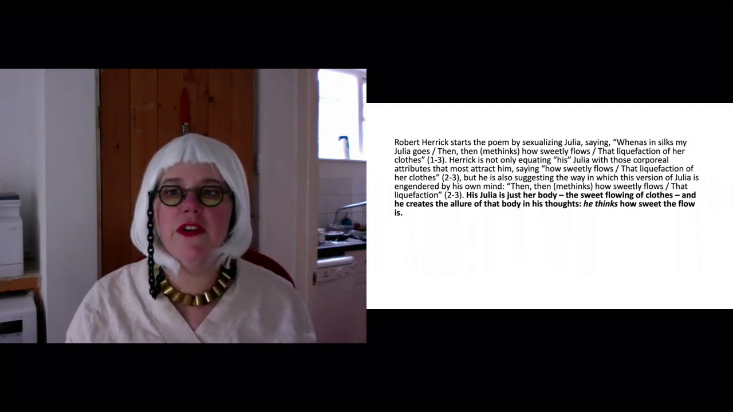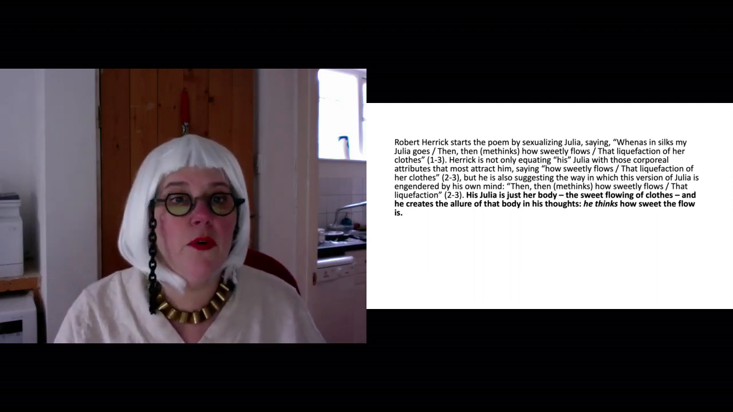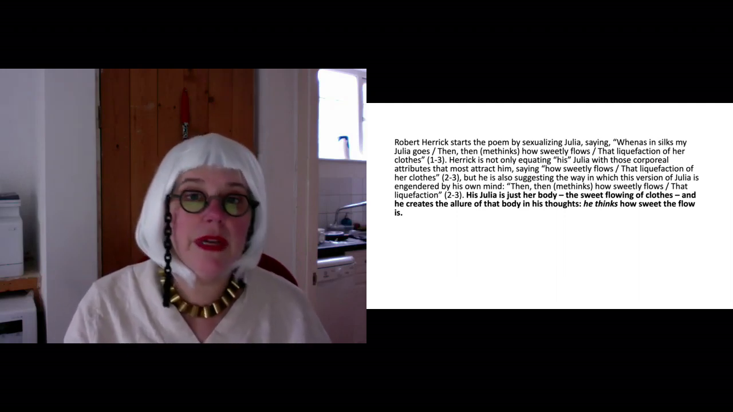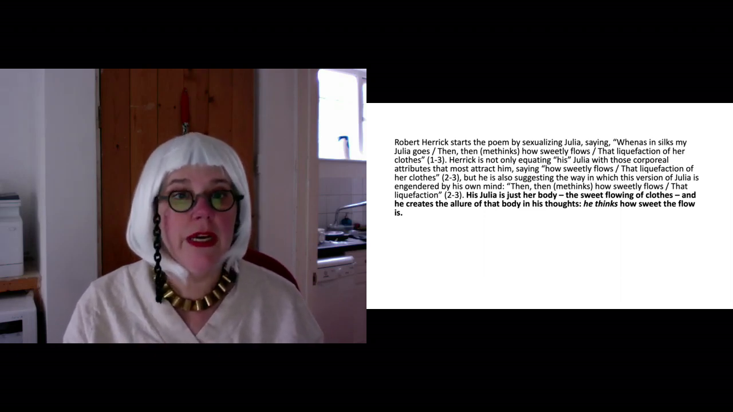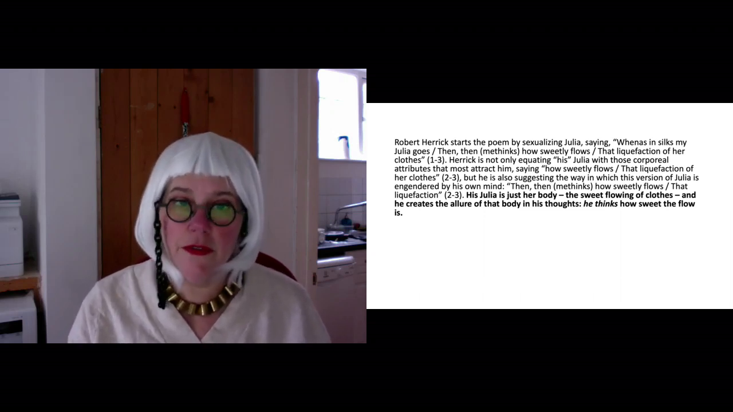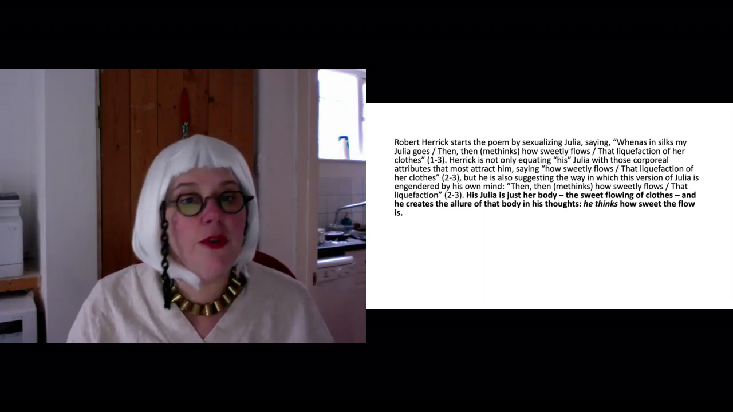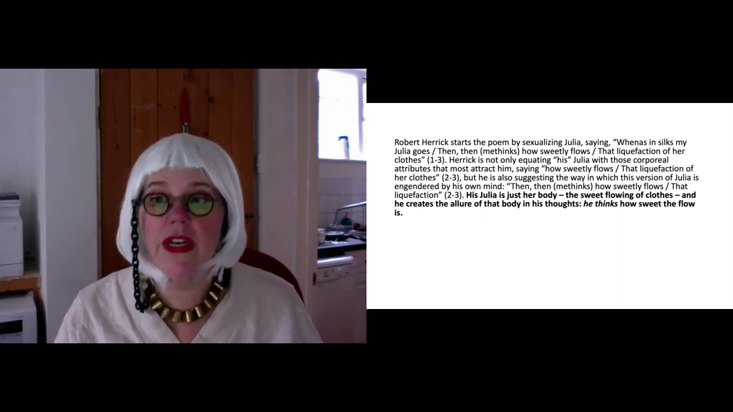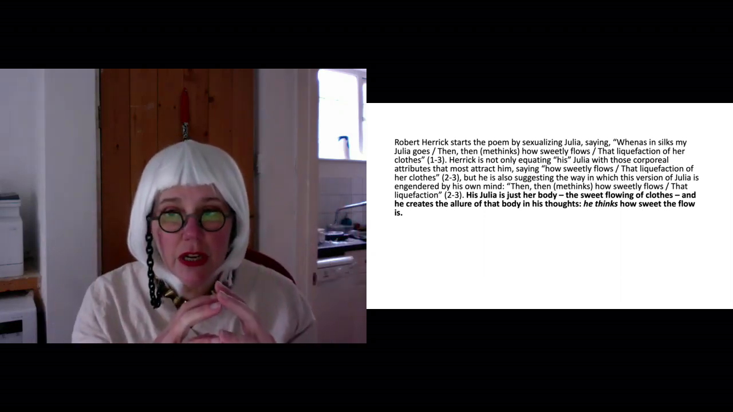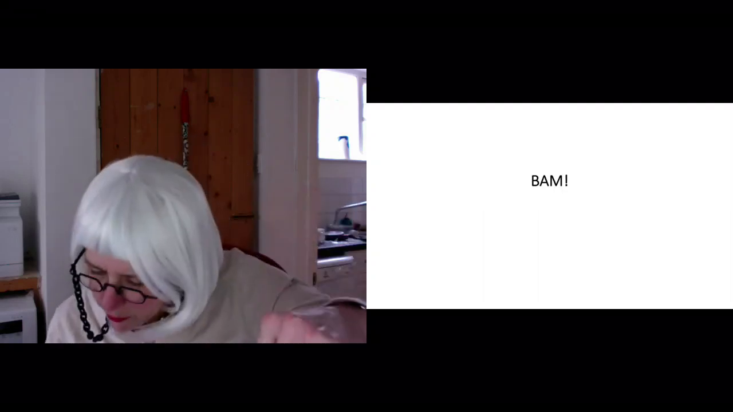Robert Herrick starts the poem by sexualizing Julia, etc. Herrick is not only equating his Julia with those corporeal attributes that most attract him, saying, "How sweetly flows that liquefaction of her clothes," but he is also suggesting the way in which this version of Julia is engendered by his own mind. Then, methinks, how sweetly flows that liquefaction. His Julia is just her body, the sweet flowing of clothes, and he creates the allure of that body in his thoughts. He thinks how sweet the flow is. You can see that the explanation lays bare how the evidence supports the assertion. Bam!